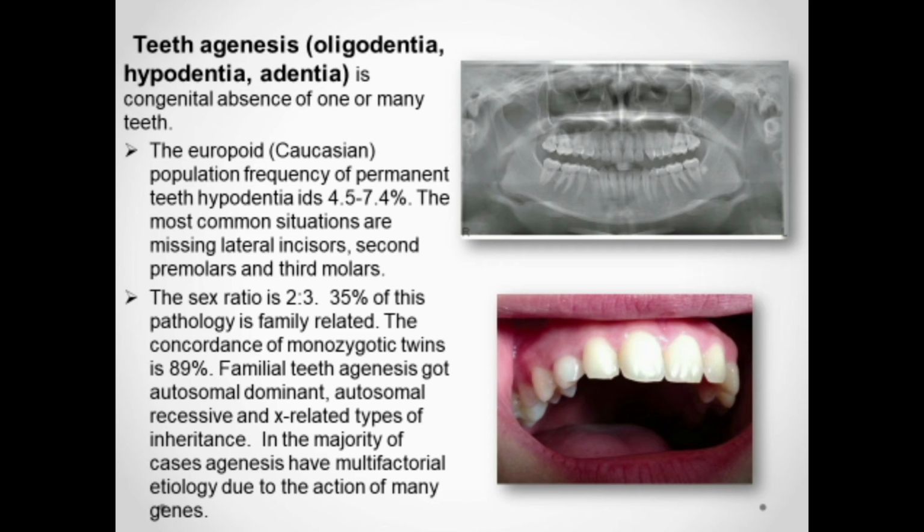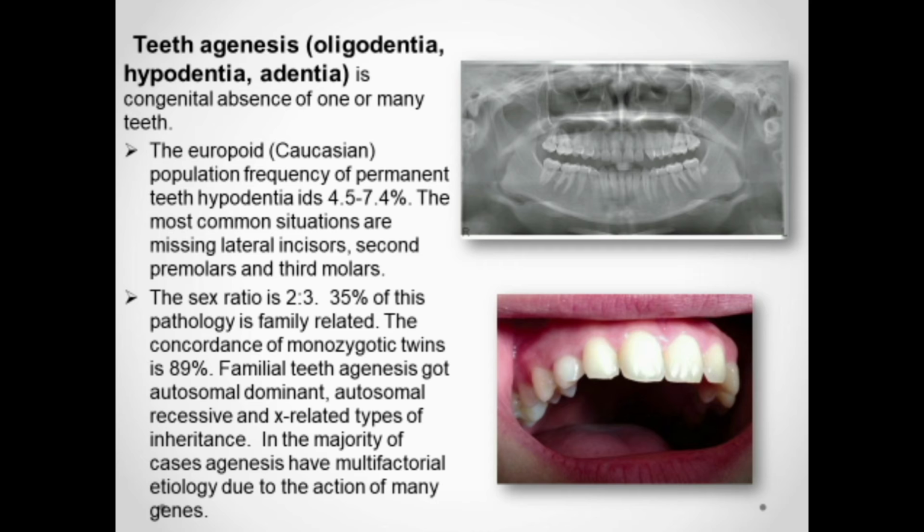35% of this pathology is family related. The concordance of monozygotic twins is 89%. Familial hypodontia has autosomal dominant, autosomal recessive and X-linked types of inheritance. However, sometimes the type of inheritance cannot be defined. In the majority of cases, agenesis has a multifactorial etiology due to the action of many genes.